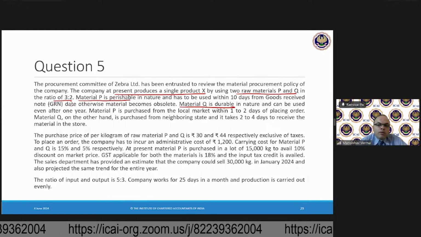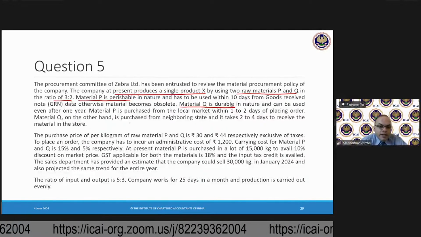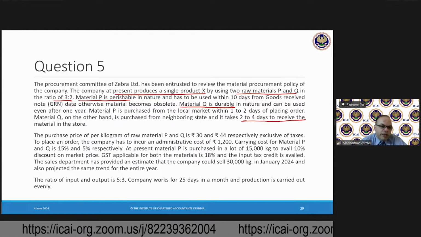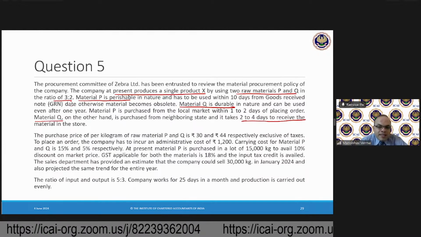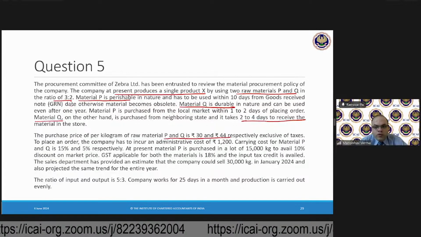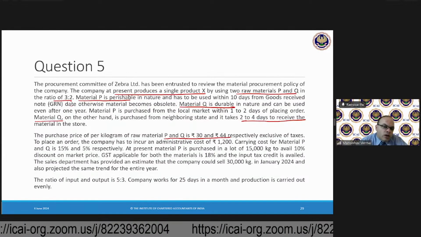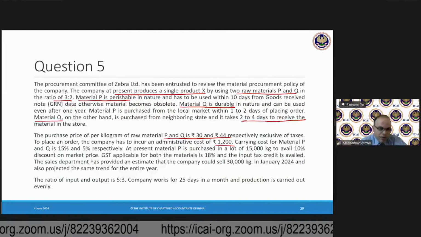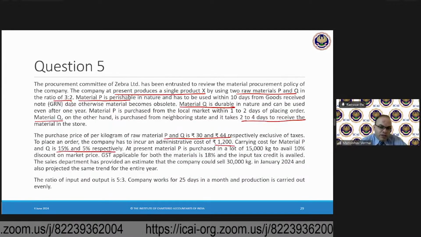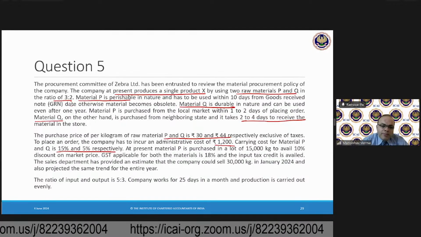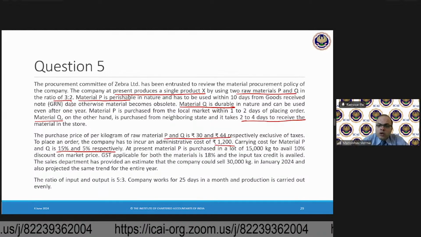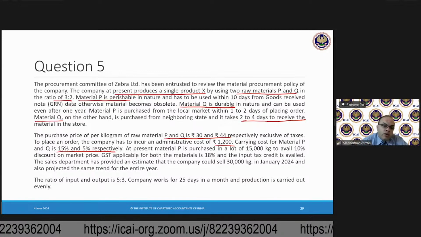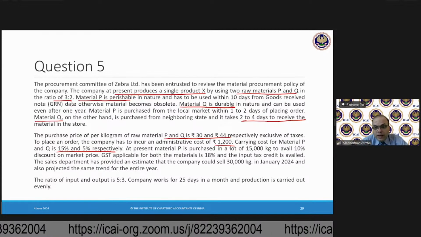Material P is purchased from the local market within 1 to 2 days. Material Q is purchased from neighboring state. It takes 2 to 4 days for material Q. Purchase price is given 30 per unit and 44. To place an order, the company has to incur an administrative cost of 1200. Carrying cost of P and Q is 15% and 5%. At present, material P is purchased in a lot of 15,000 kgs to avail 10% discount. GST for both the materials is 18% and input tax credit is available.